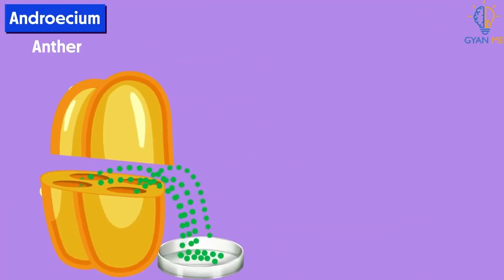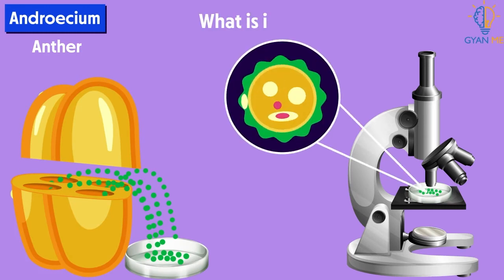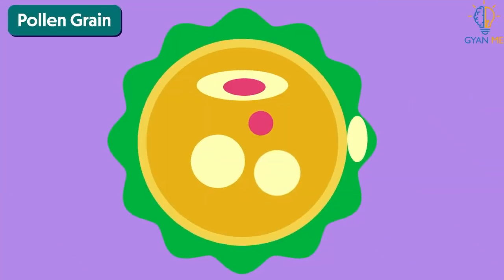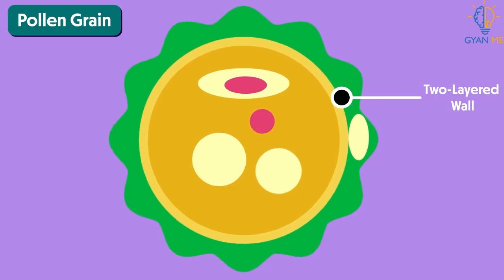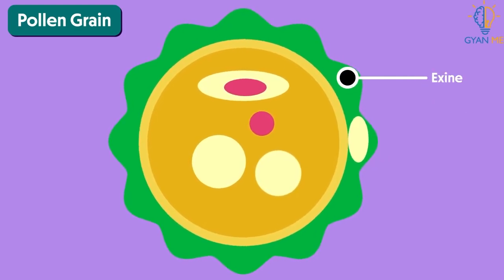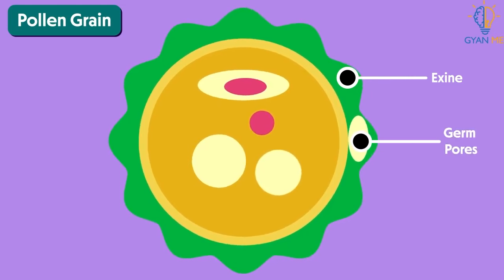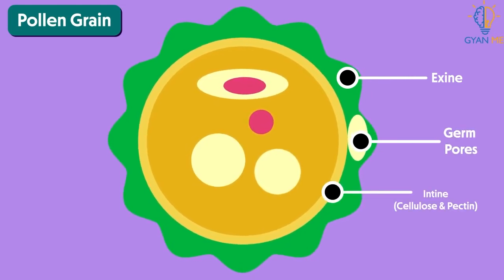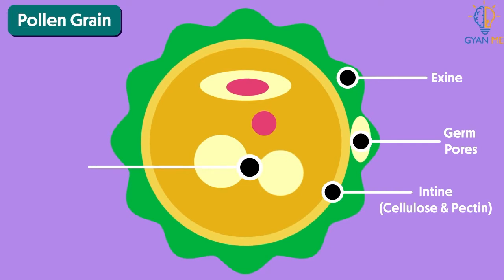Now dust the pollen grains on a slide and observe them under a microscope. What is its structure? Pollen grains are usually spherical. They have a two-layered wall. The hard outer layer is known as exine. It has prominent apertures called germ pores, and the inner thin layer is known as intine. It is a continuous layer made up of cellulose and pectin.